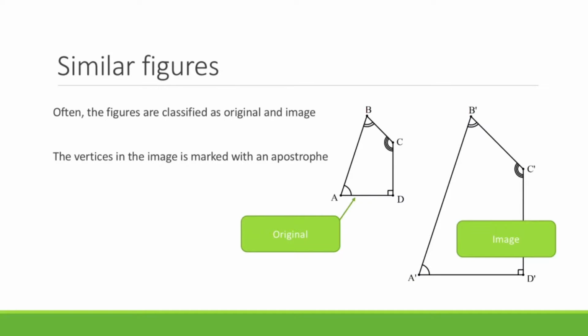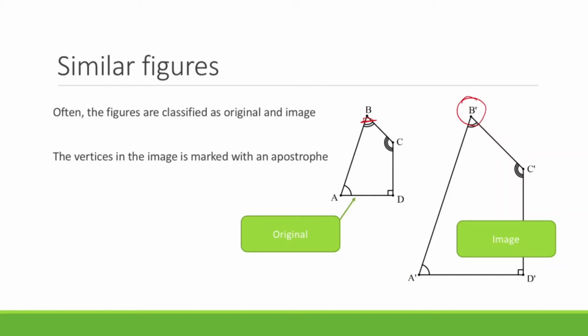Now often, when we do similar figures, one is referred to as the original, the other as the image. Not always, but it sometimes happens. When that occurs, we know it's the image because the image has the apostrophe. So original is B, image is B apostrophe, and that way you can see all the matching vertices.